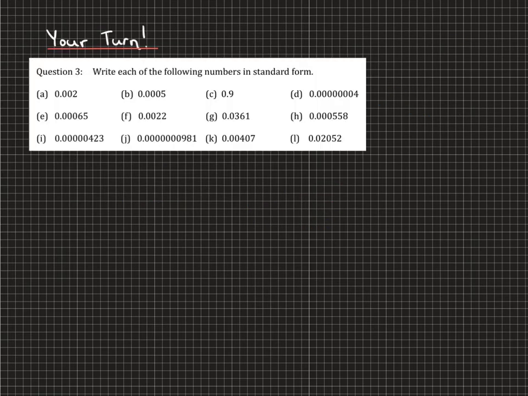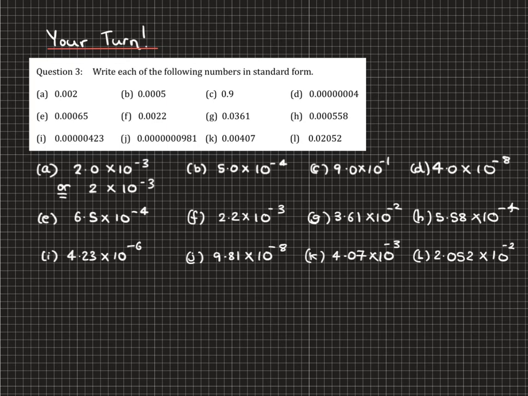So now it's your turn. I'd like you to write each of these numbers in standard form. Remember to pause the video and then check your answers when you are ready. So here are the answers. Again, in examples like A, if you've written 2.0 times 10 to the negative 3, that's correct. If you've written 2 times 10 to the negative 3, also correct. And this will be the same in some of the other examples as well.